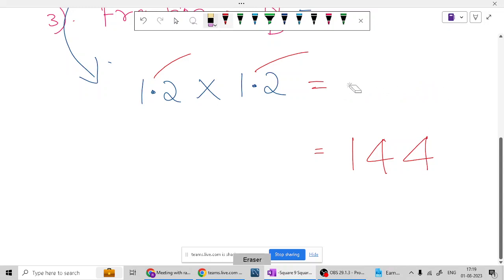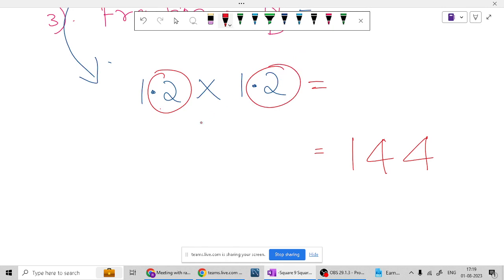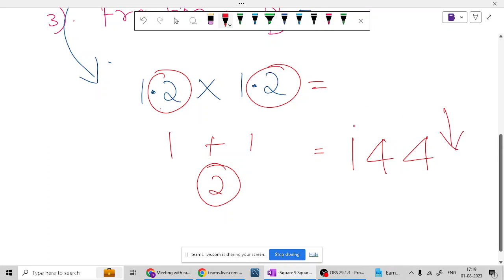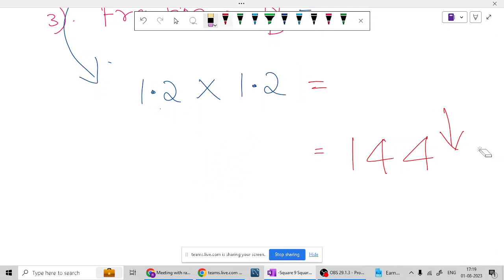How many decimal places do we have here? 1 here and 1 here. Total? 2, sir. So from the right hand side, you have to place back 2 decimal places. This is the multiplication rule. Do you remember this? Yes, sir.